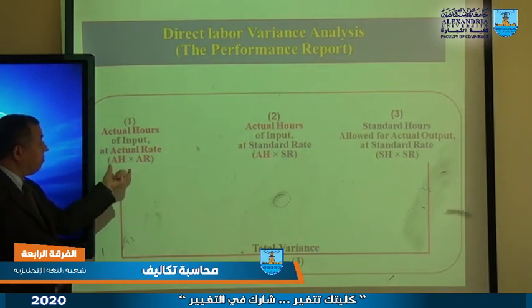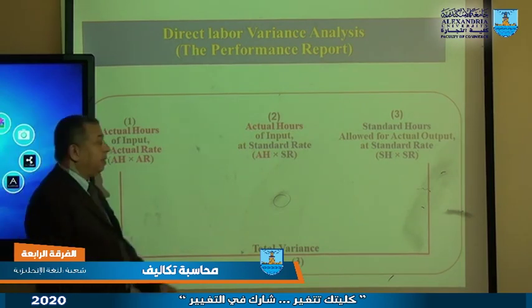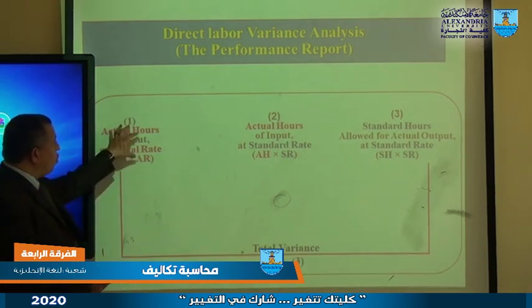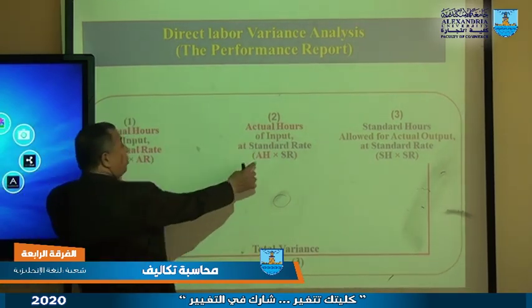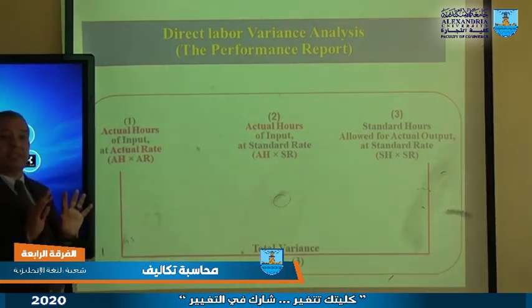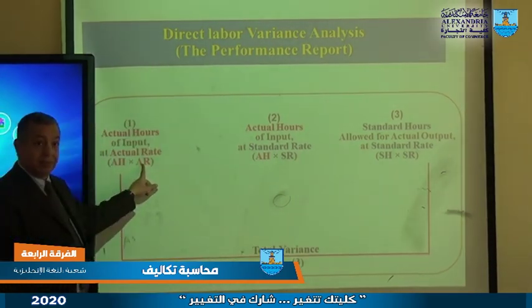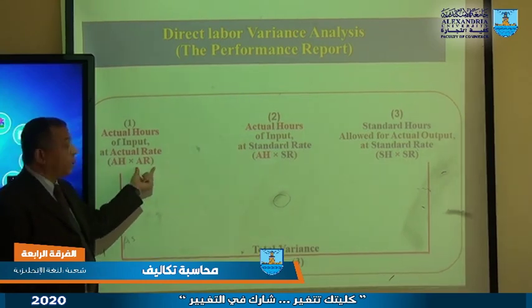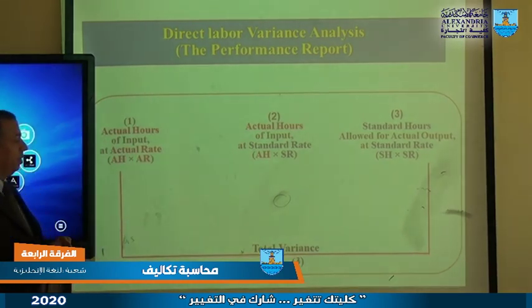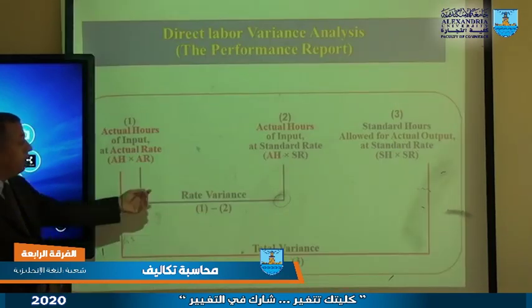So, in the first amount here, I have actual cost, actual hours, actual rate, but in the middle, I have actual hours and standard rate. If I want to calculate the difference between 1 and 2, here's the same hours. So there is no difference related to hours because I have the same hours, but the difference is related to rates. The difference between 1 and 2, here I have actual rate and standard rate. So if I want to determine which kind of variance is the difference between 1 and 2, it's rate variance.